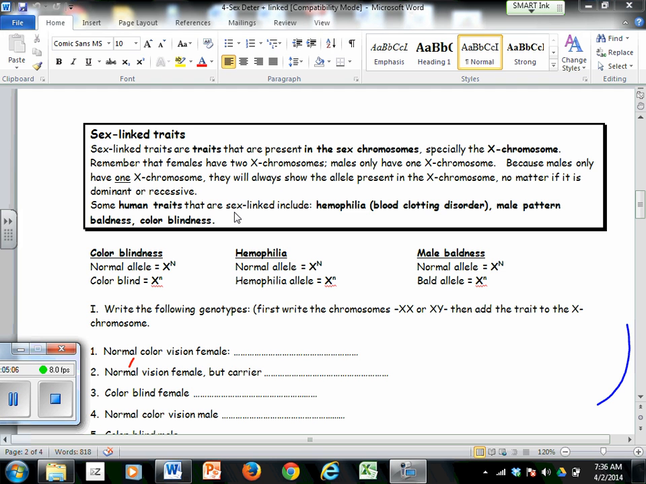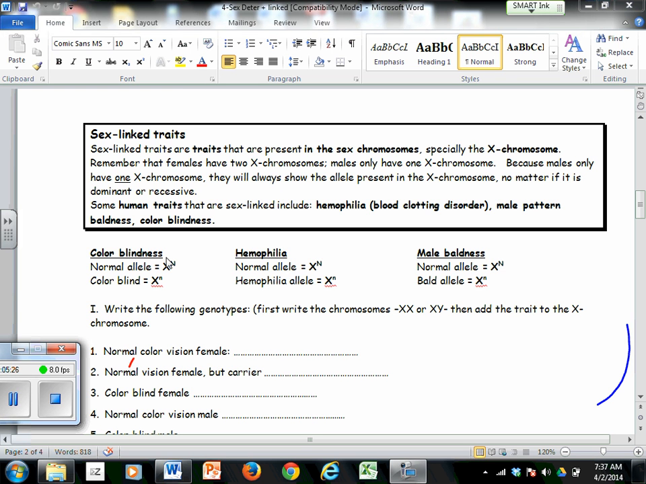It's a sex-linked trait. And the reason is, again, and you'll see when we start going through the problems, that men only have one X chromosome. So they either have the disorder or they don't. Females, because of the two X chromosomes, are less likely to receive this disorder.